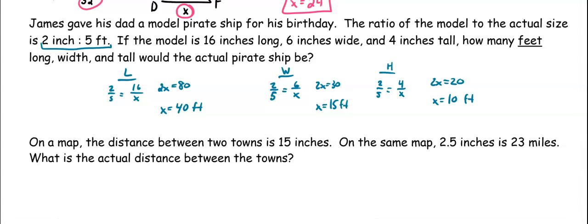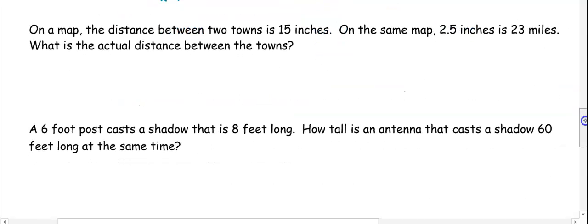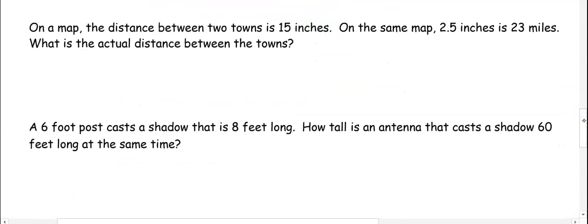In our next problem, on a map, the distance between two towns is 15 inches. On the same map, 2.5 inches is 23 miles. So this is our ratio. So we have 2.5 over 23 equals what we measure on the map, which is 15 inches, over x. We want to know how far apart those actual towns are.